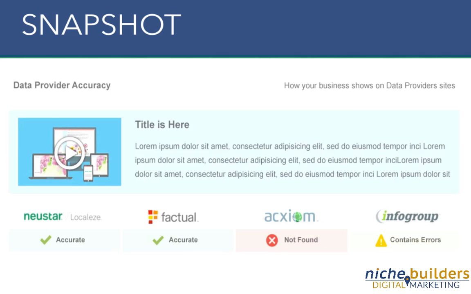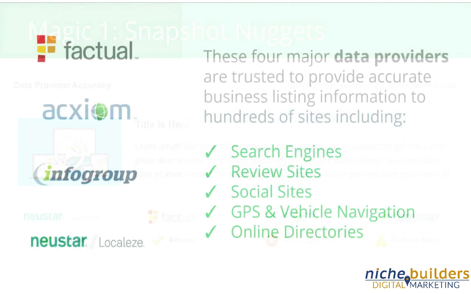But here is the story. Mr. Business Person, it's okay. You have accurate listings on Newstar and Factual, and you're not found on Axiom, and that's not that bad. But here's the problem. On Info Group, your listing has errors, and that information is being sent all over the internet. That's where some of those listings are wrong.